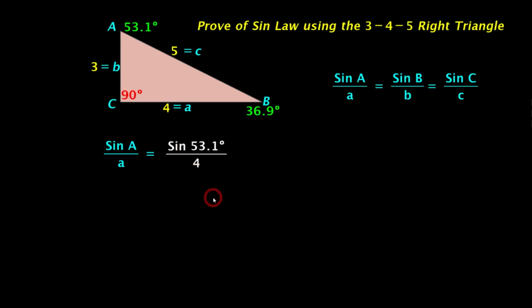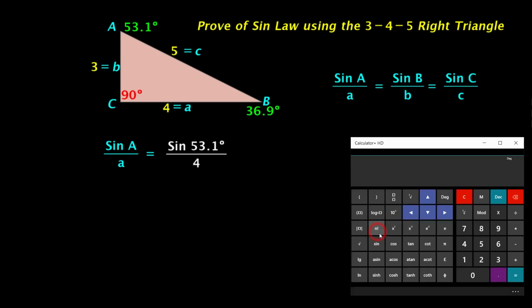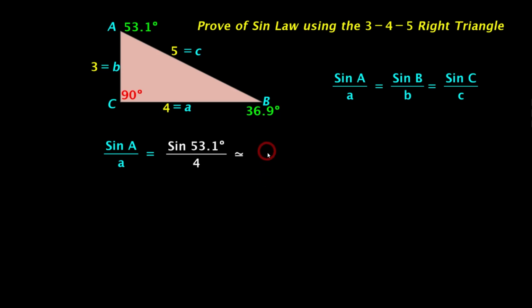Now let's check the value by the calculator. If we just punch in sine of 53.1 degrees, the value is 0.799. We have to take it as 0.8. So we round up the value to 0.80 divided by 4. We don't need a calculator. We just divide 80 by 4, it's 20, and so it's 0.20. So that is the value for sine of the angle A divided by the value of the opposite side.